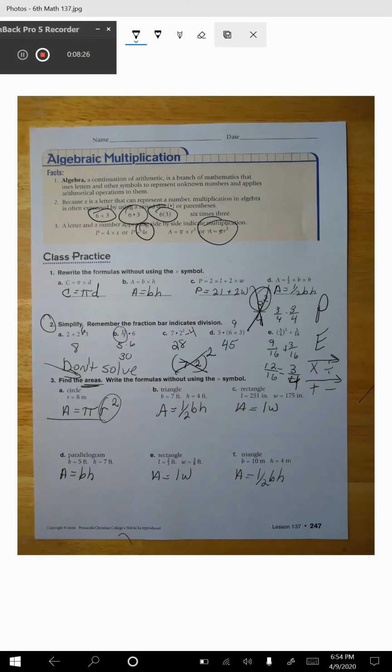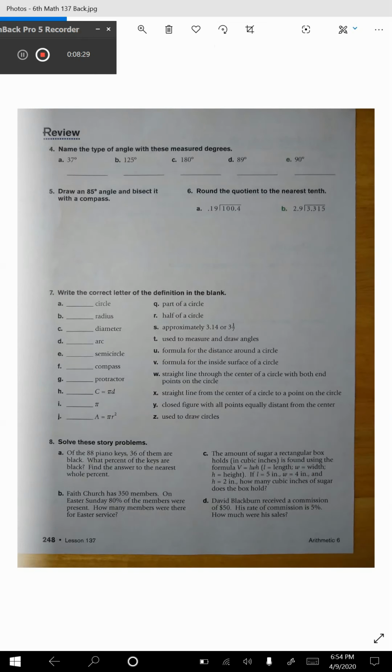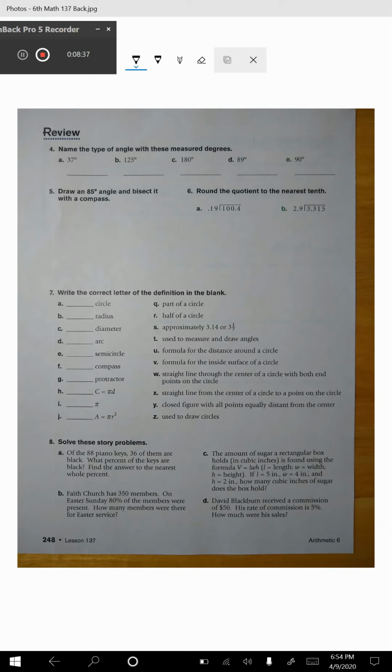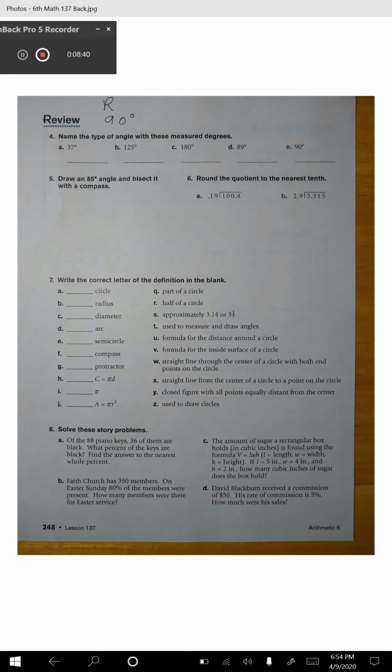All right, so 137, the back of it. There we go. All right, name the type of angle with these measured degrees. I'll do this with you. So remember, a 90-degree angle is the right angle, right? Greater than 90 degrees, which would be 91 to 179, would be obtuse. And less than 90, which would be 1 to 89, would be acute. All right.